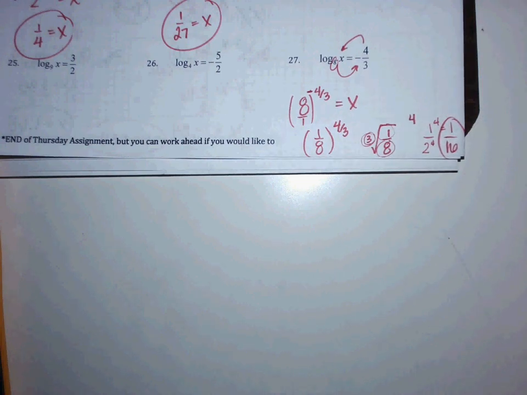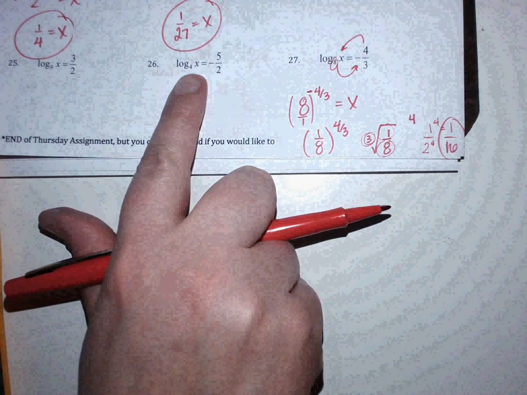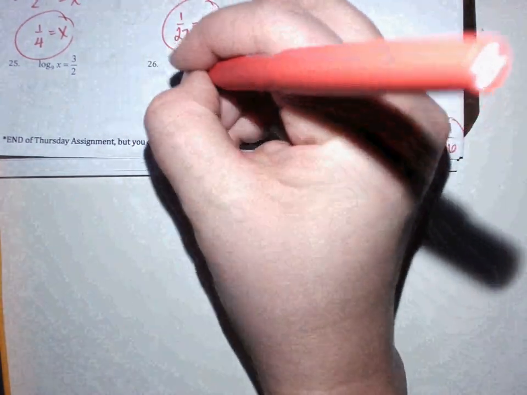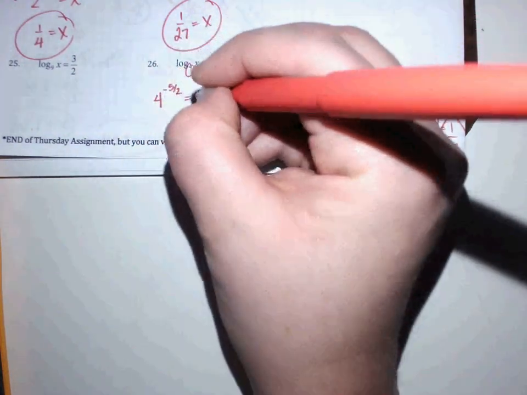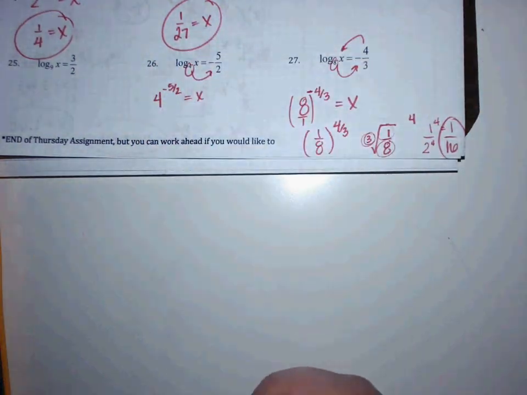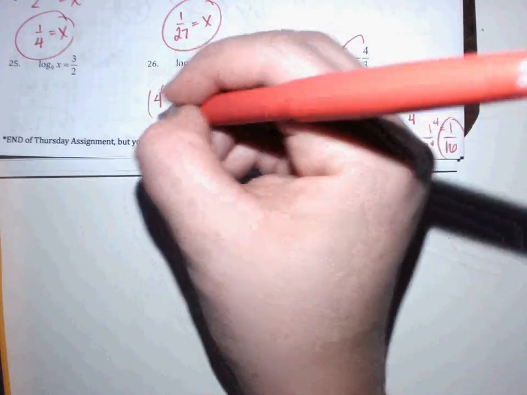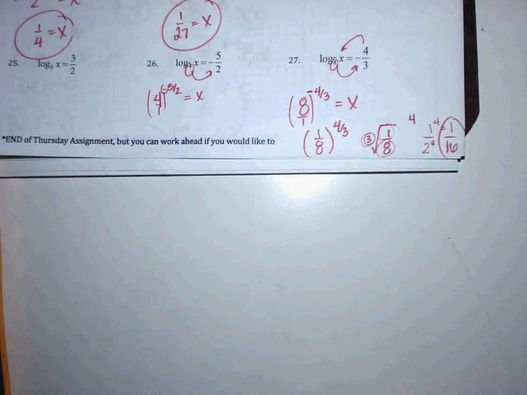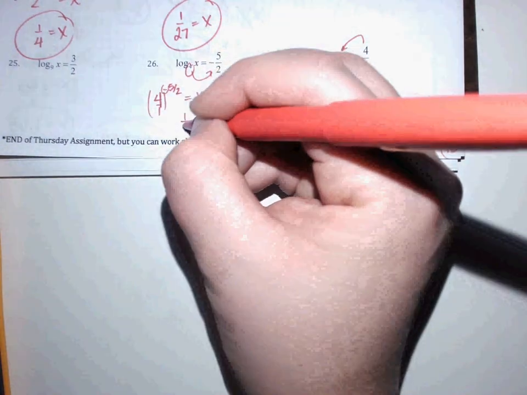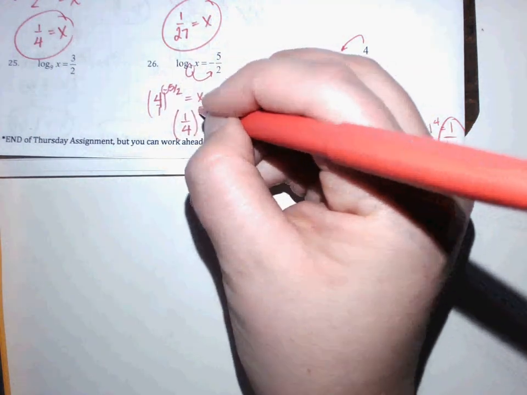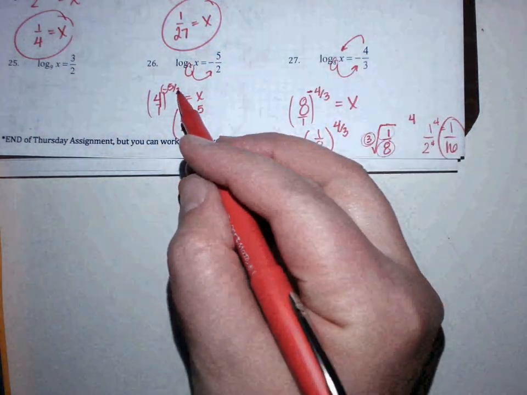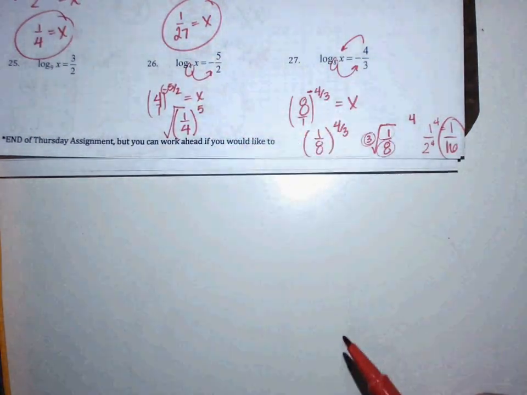Let's do one more like that. Let's take a look at number 26. Okay, I see I have a 4 here as my base. So that's 4 up to the negative 5 over 2 equals x. Next thing I notice is whenever I have a negative, I have to flip my base. So if it's a 4, I change that into a 4 over 1 so that I can flip it. Then my power is going to be 5th power. And then my 2 here is a square root.